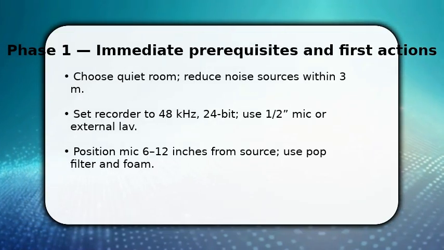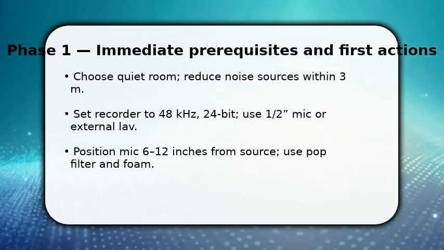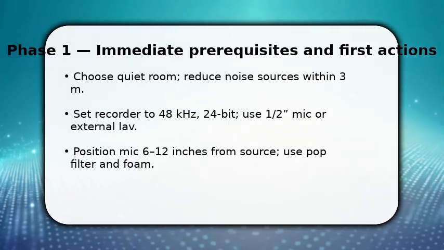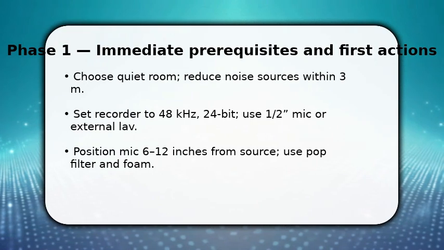Make sure you attach a 1/2 inch condenser or an external lavalier and position it 6 to 12 inches from the mouth with a pop filter. This prevents plosives and captures clear, direct sound.